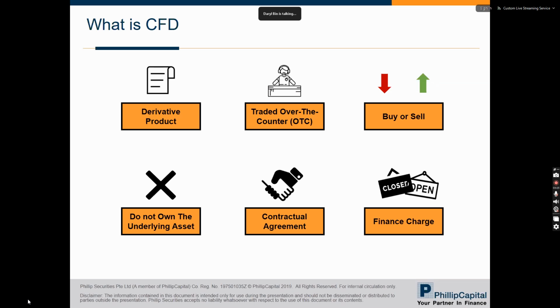So do note that different country equities have different marketing hours. They also have different operating hours. So if you hold past the opening hours, then there will be a financing charge.